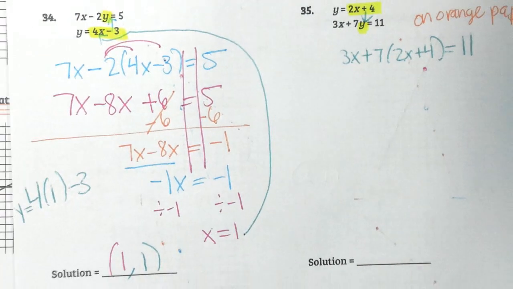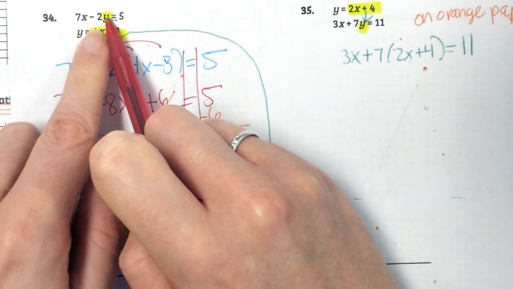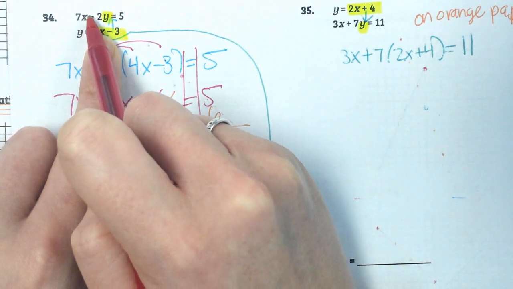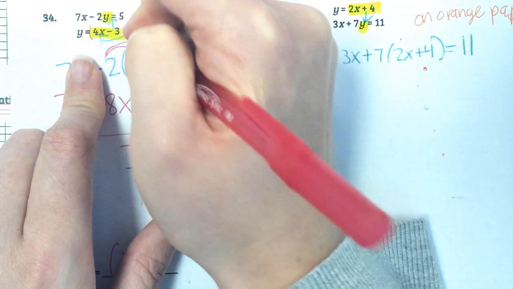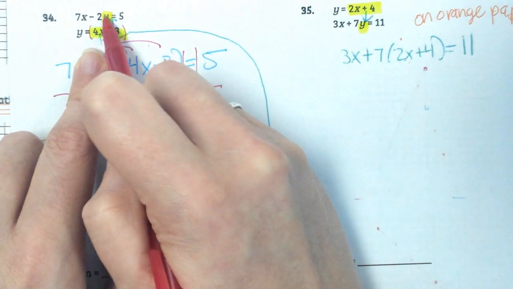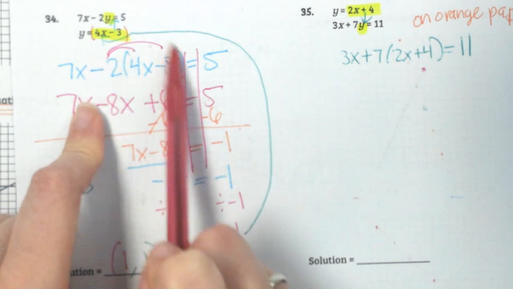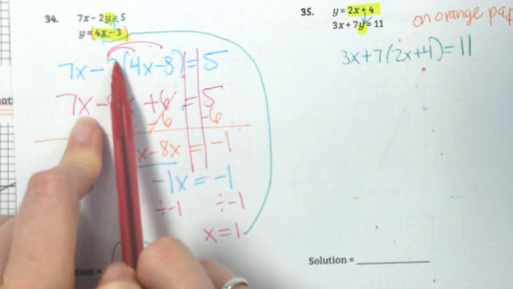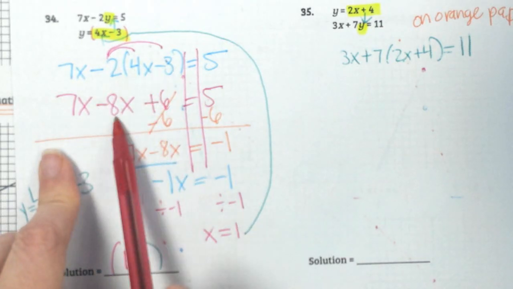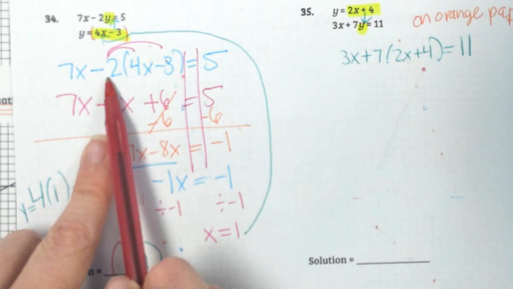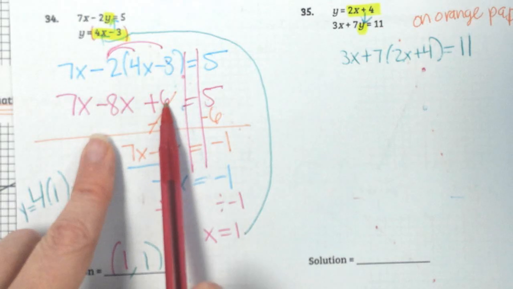If you look at 34 here, I am plugging in 4x minus 3 in for y, so we write that 7x minus 2, and then we have to use parentheses here, guys. This has to go in parentheses. 4x minus 3 equals 5. So once it's in parentheses, I have to distribute what's in front. Pay attention to this. This is a negative 2. So bring down my 7x. Negative 2 times 4x is negative 8x. Stay focused for me, guys. We don't have much longer. Negative 2 times negative 3 is a positive 6.